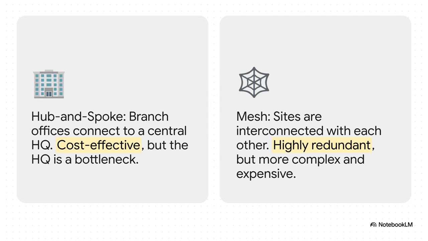And just like LANs, WANs have their own design patterns. A really common one is hub and spoke. All the smaller branch offices connect directly to the main headquarters. It's straightforward and keeps costs down. The alternative is a mesh network. Here, all the sites are connected to each other, creating multiple paths for data to travel.